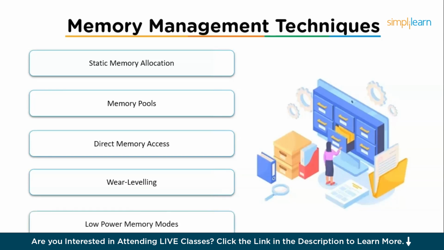Then we have low power memory modes. So many MCUs let you retain only critical sections of RAM during sleep to save energy. Then we have another one, that is ECC, error correction code, especially useful in the automotive and the medical systems where reliability is non-negotiable. So each of these techniques can drastically improve the system's stability, power efficiency, and lifespan. So from the smallest temperature sensor to a complex drone flight controller, memory is the silent hero behind embedded systems.